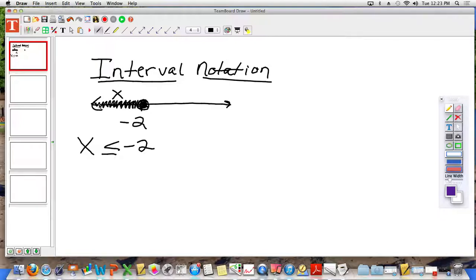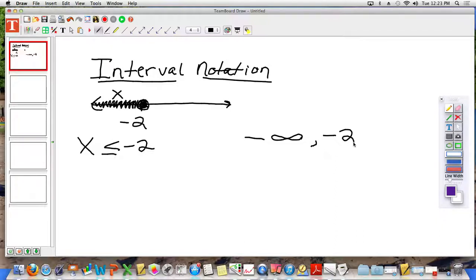So the shading begins at negative infinity, and where does it stop? -2. It stops at -2. So in interval notation, we do this. Our shading begins at negative infinity, comma, and have fun with those infinity symbols because they're more challenging than they look. It starts at negative infinity, it ends at -2. So I go negative infinity to -2.